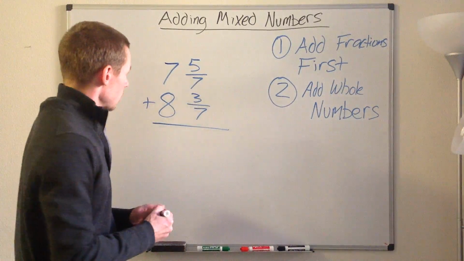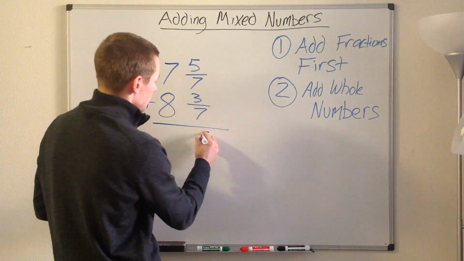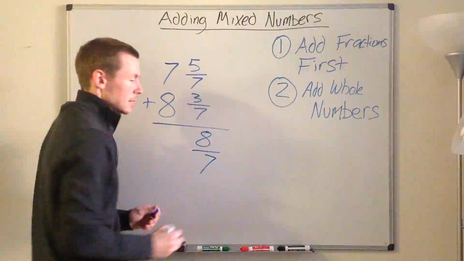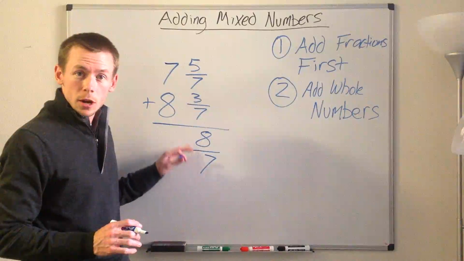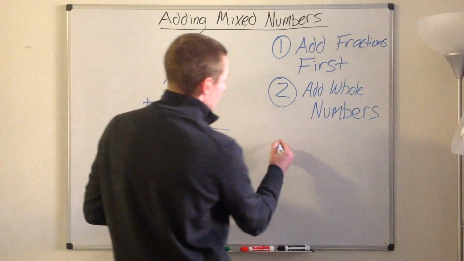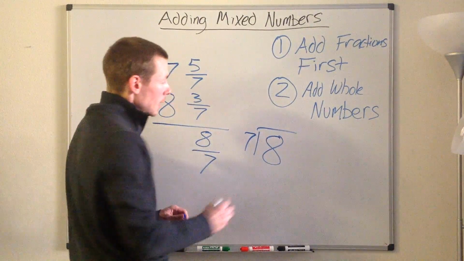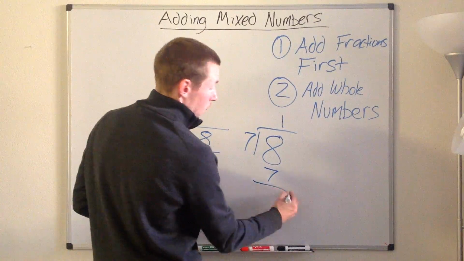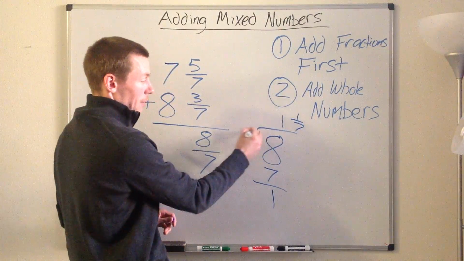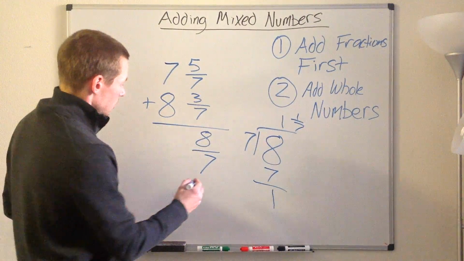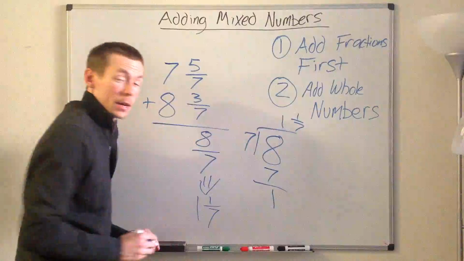Okay, so take a look at the fractions first. 5/7 plus 3/7 equals 8/7. So again, we run into that problem where the numerator is larger than the denominator. So off to the side, how many times does 7 go into 8? 1 time with 1 out of 7 left over. So this becomes 1 and 1/7.